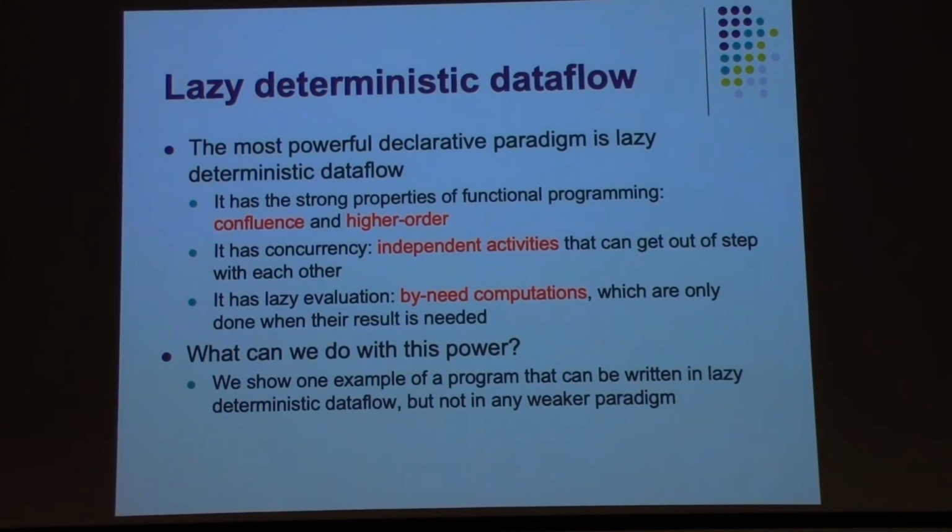It has 3 special powers. It has confluence, and higher order, of course. It has concurrency, independent activities, agents, and it has lazy, by need. And those are 3 powerful things. With all this power together, we can do things that we could not do otherwise.